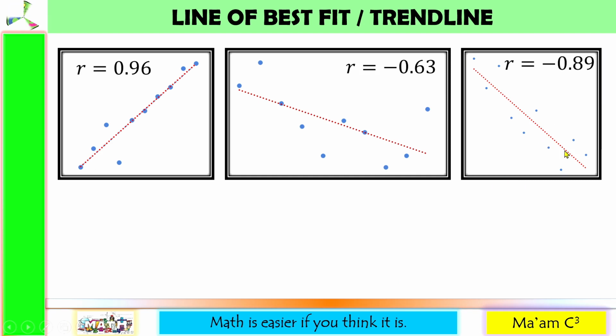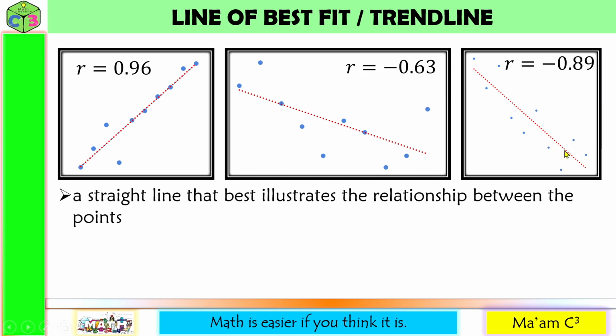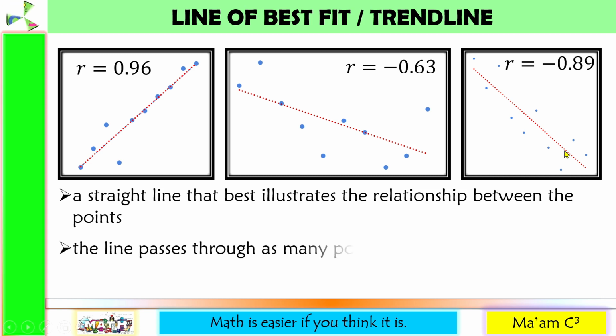Line of best fit is a straight line that best illustrates the relationship between the points. It is a line that passes through as many points as possible. Take a look at picture number 1. It passes through almost all points, but not at all times. Take a look at number 2. It only passes through 2 points. And at picture number 3, it did not pass through any points on the plot.